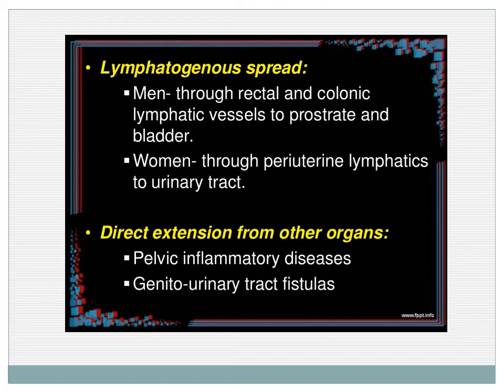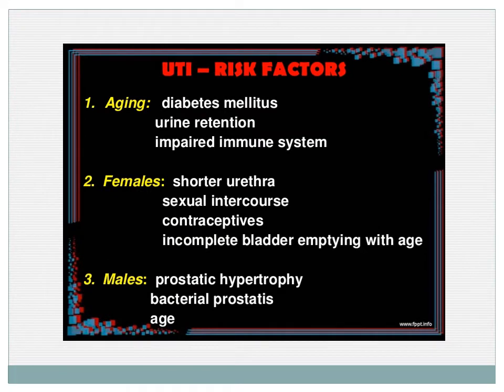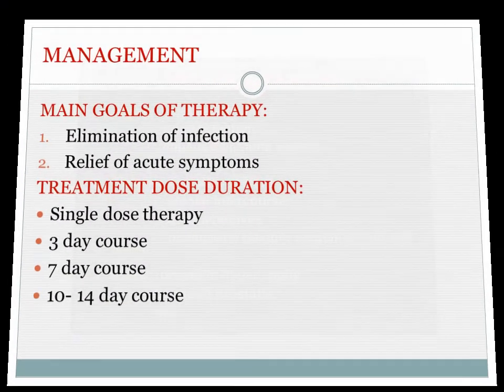Through these, UTI occurs. Some risk factors are aging, diabetes mellitus, urine retention, impaired immune system, and in females, shorter urethra, sexual intercourse, contraceptives, and in males, prostatic hypertrophy and bacterial prostatitis. These are some risk factors of UTI.